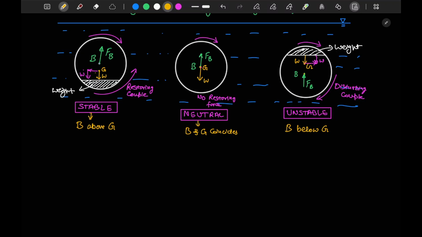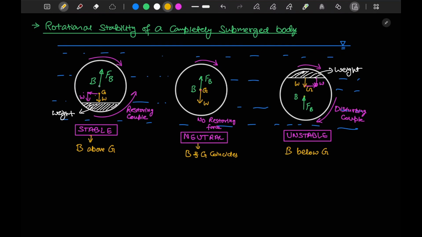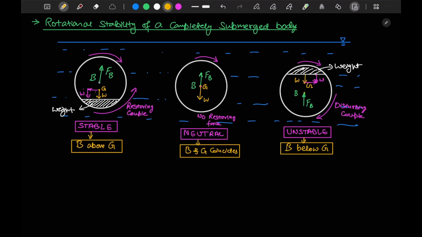I hope you get this point here. So in case of a completely submerged body, if your B lies above G, then it is stable equilibrium. If your B and G coincide, then it is neutral equilibrium, and if your B is below G, then it is unstable equilibrium. Okay, these three points you should remember. B is above G, B and G coincide, B is below G. I hope you get this point.